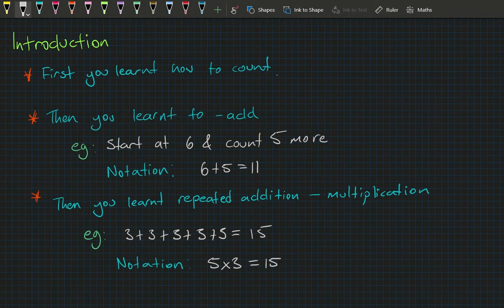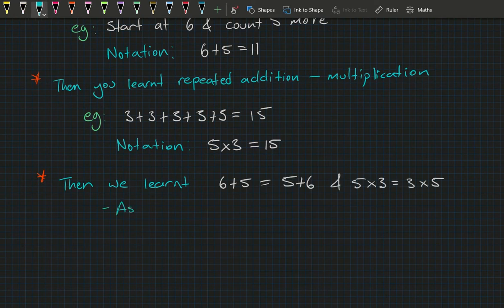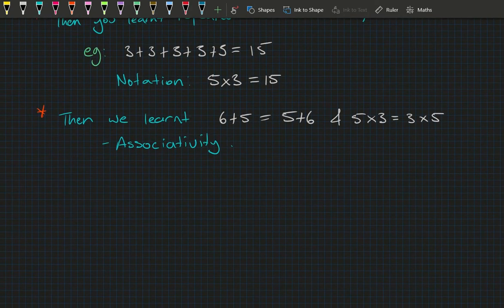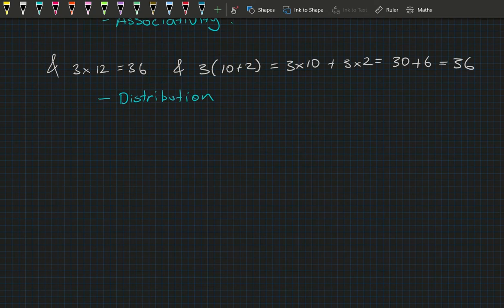We also learnt some interesting laws and rules about addition and multiplication. For example, it turns out that 5 plus 6 also equals 11, and 3 times 5 also equals 15. We've learnt to call this associativity. We also learnt things like 3 times 12 is equal to 36, and 3 times (10 plus 2) is equal to 3 times 10 plus 3 times 2, which equals 30 plus 6, which equals 36. That taught us that the order of operation can matter sometimes. We call this distribution.